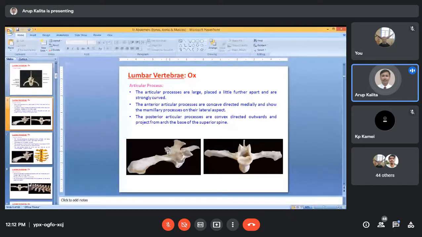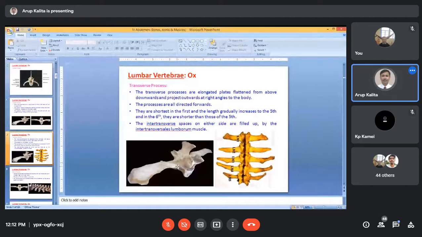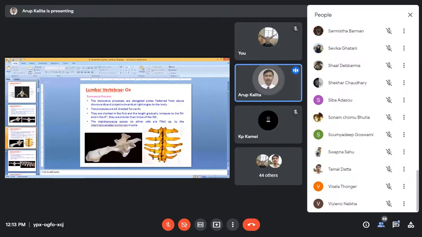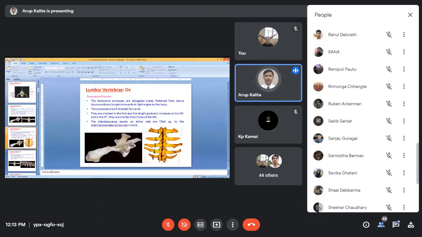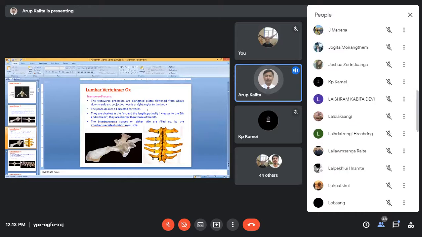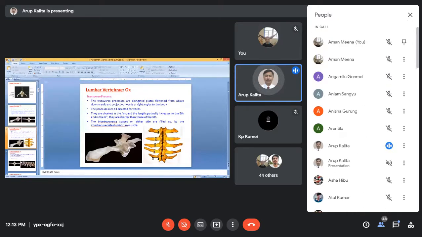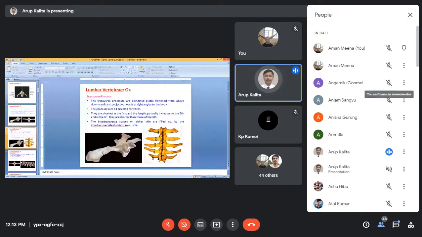Now coming to the transverse process. Here in this photograph, these are the transverse processes. The transverse processes are elongated plate-like structures, flattened from above downwards. This is above, and this side is downward. They project outward from the body at a right angle. So the angle formed by the body and the transverse process is a right angle.